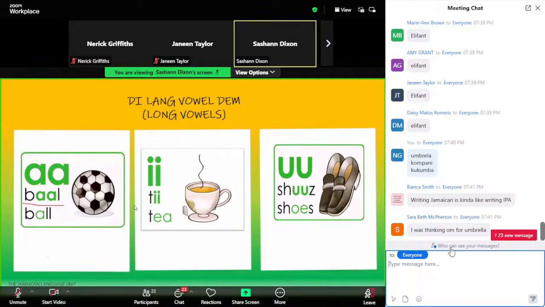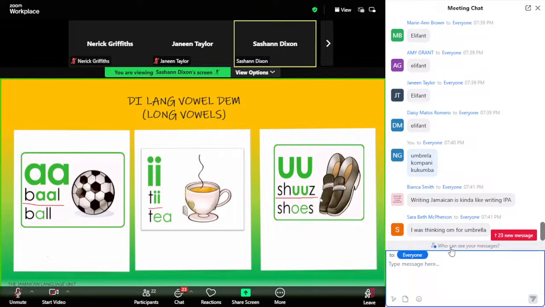So from a, then we have another one, E. So the long E sound is represented by the double I's. And then this one, ooh, instead of O in woman, here we have a longer ooh sound, as in shoes.